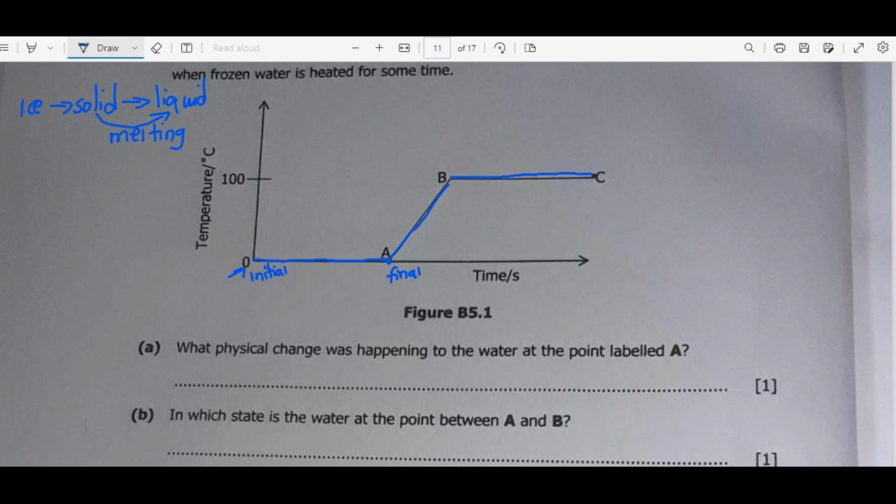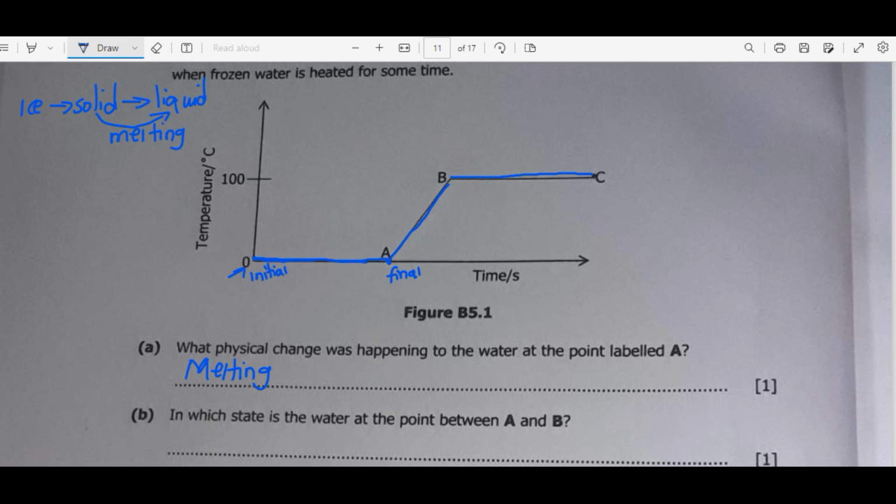Now let's go to question A. What physical change was happening to the water at the point labeled A? What process was taking place? Now remember, we are dealing with ice. So the process that was taking place at A is just melting, because we are looking at the change of a solid into a liquid. So we have melting.